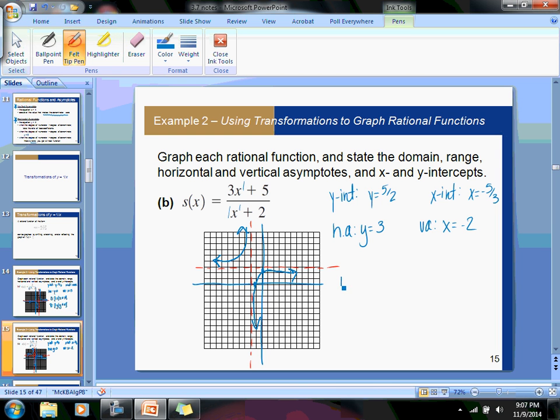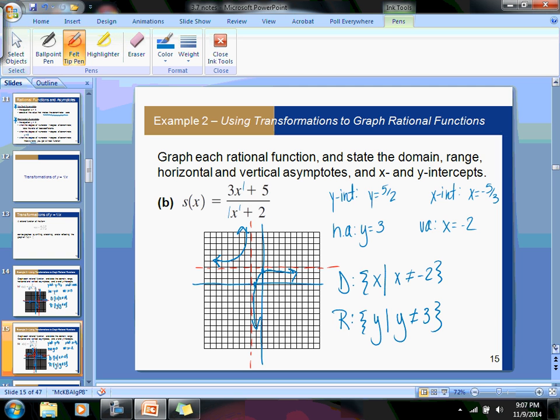Okay, and before I walk away, I want to write down what my domain and my range are. So my domain is all the x values except for x equals -2. And my range is going to be all of the y values except for y equals 3. And again, there's a connection there between your vertical and your horizontal asymptotes for your domain and your range.